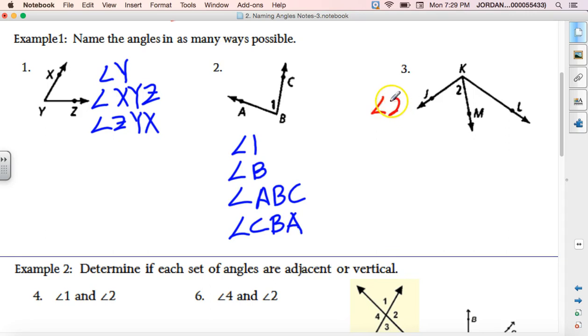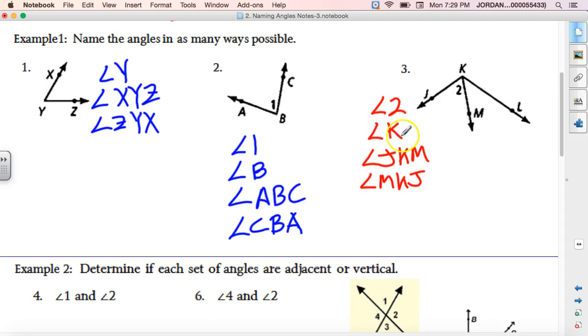Maybe we can. There we go. Angle 2. We could call it angle K. Alright, we could call it angle JKM, or we could call it angle MKJ. Now, here's the issue we run into.